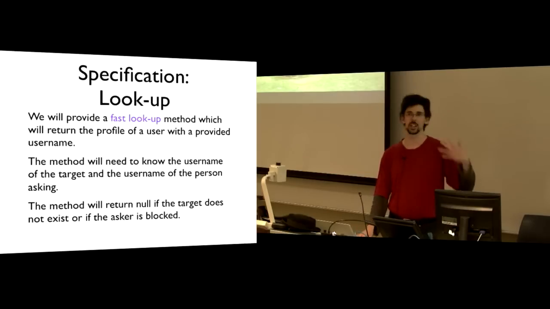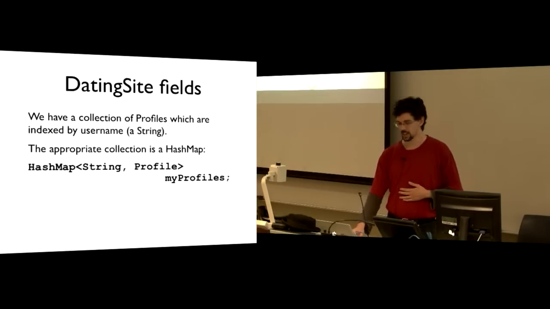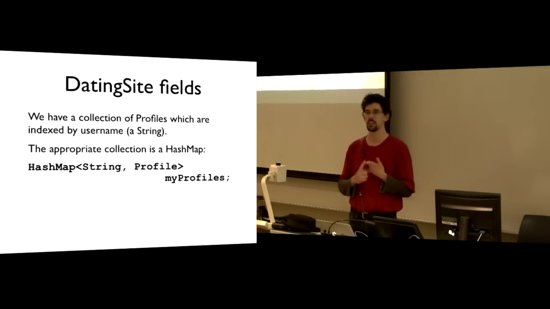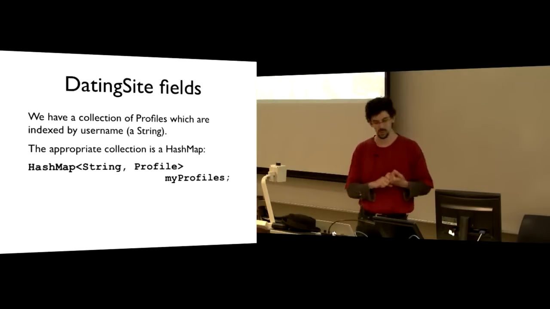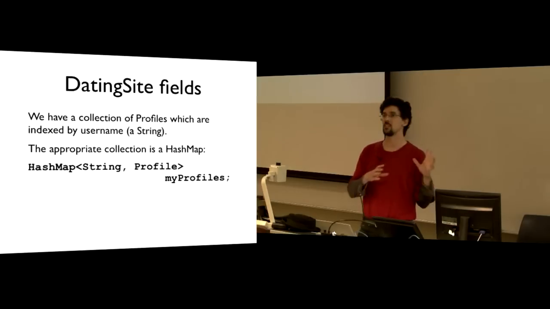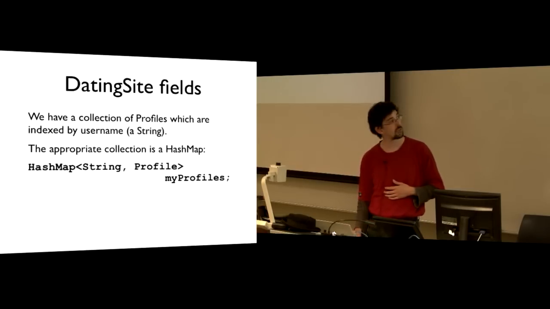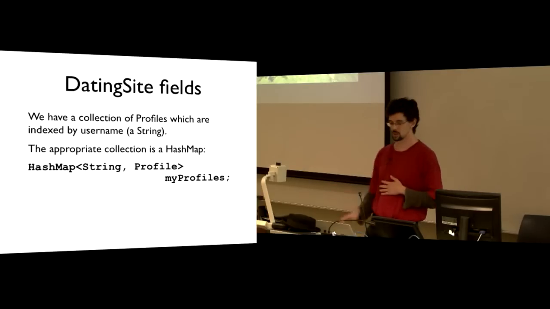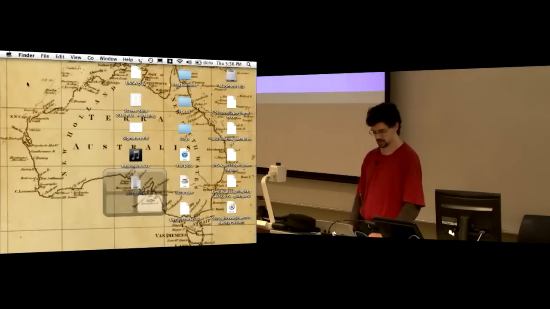A better way is to use a hash map to provide this lookup. If you remember, whereas lists and arrays are indexed by number, hash maps are indexed by another type. And so we can use a hash map here to index everybody's profile by their username. So we could have a hash map like this of my profiles, which is a mapping from strings, that is their username, to profile. And then using that, we could provide a method like this, which is getProfile, which allows us to get somebody's profile. And I'll just quickly show you how we could write that.